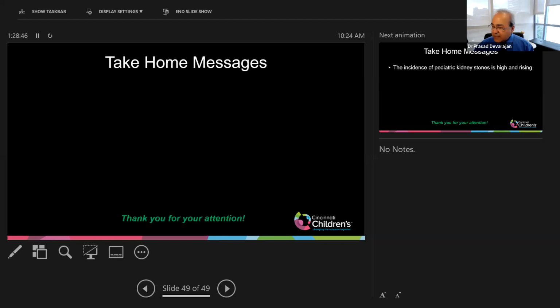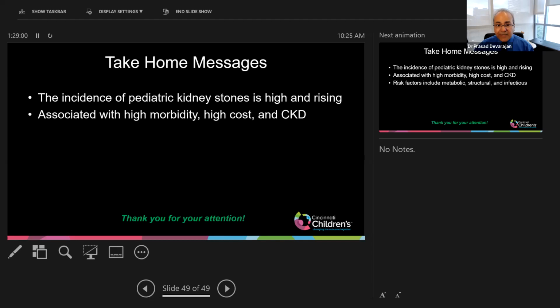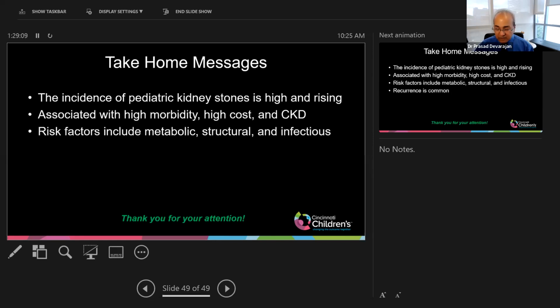So that then is, in a very, very short nutshell, a very brief clinical overview of kidney stones. And I hope I've convinced you that the incidence of pediatric kidney stones is very high and it's rising in front of our eyes. It's associated with high morbidity, high cost, and perhaps most importantly, with the development of chronic kidney disease. The risk factors are either metabolic or structural or infectious.